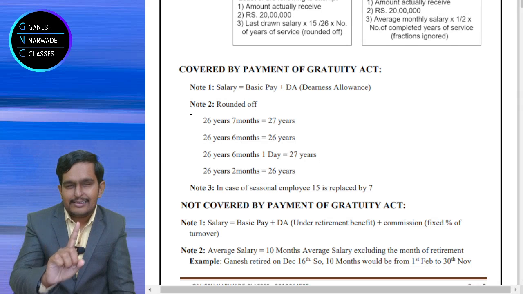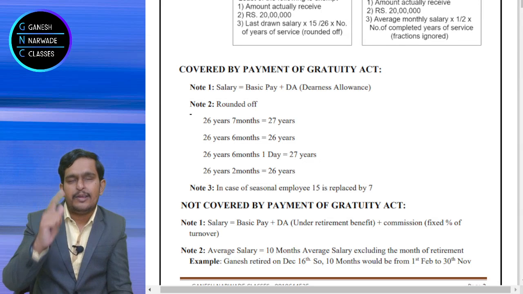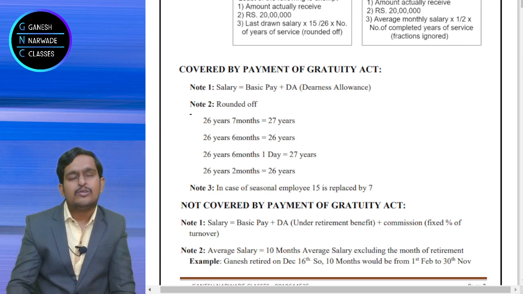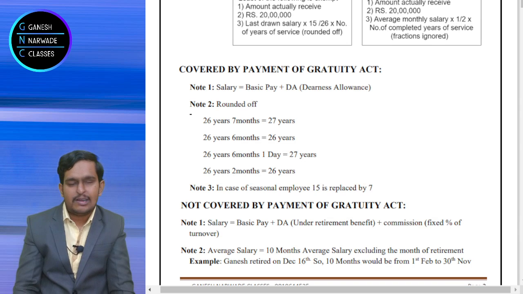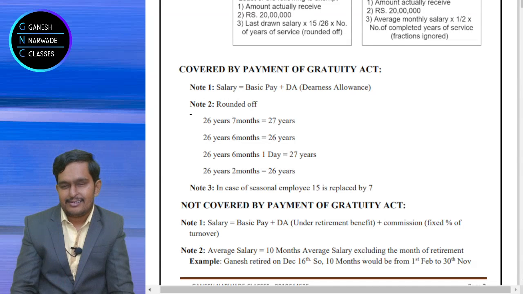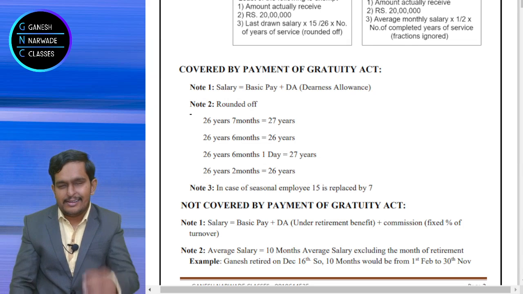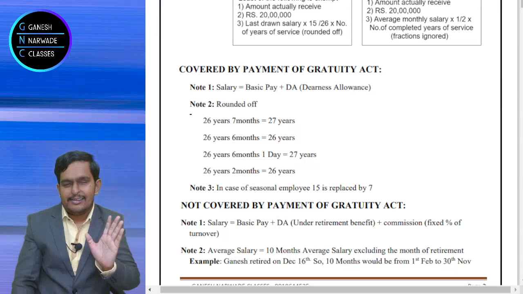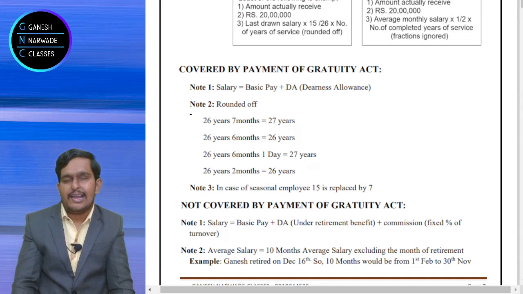Learned? Clear? Yes sir. Now if you are not covered by Gratuity Act, again least of the following 3 only. Again the first 2 are the same, actual amount of gratuity or 20 lakhs, but the third point is different. What is it? Average monthly salary. I'll tell you, don't worry. So let's discuss this average monthly salary. I'm talking about not covered by Gratuity Act.